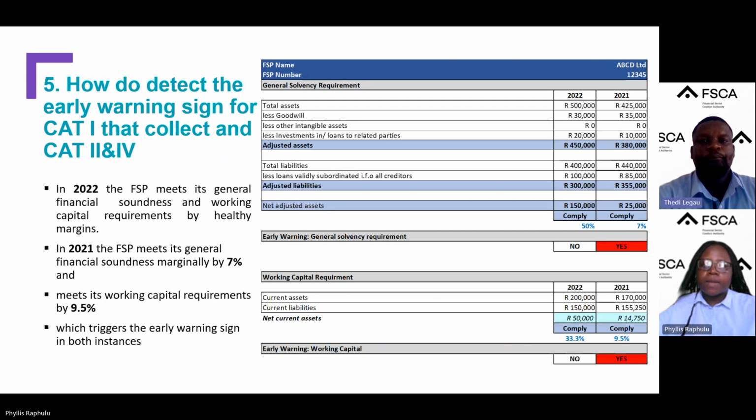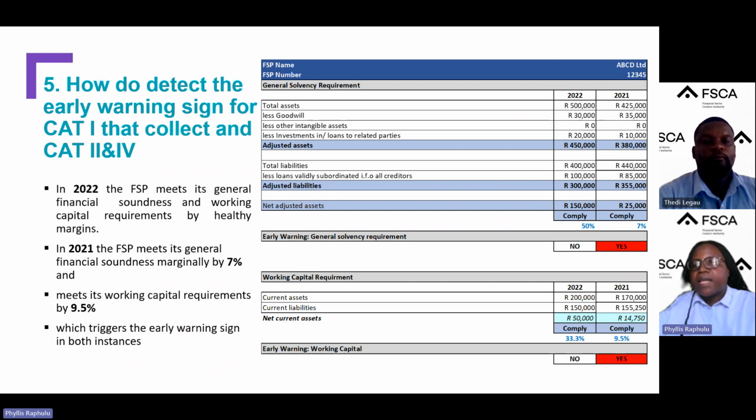Over to you, Phyllis. Thank you, Thedi. I'll take you through how to detect the early warning sign for category 1 FSPs that collect premiums, category 2 and category 4. Then at a later stage, I will take you through how to detect the early warning sign for category 2A and category 3.